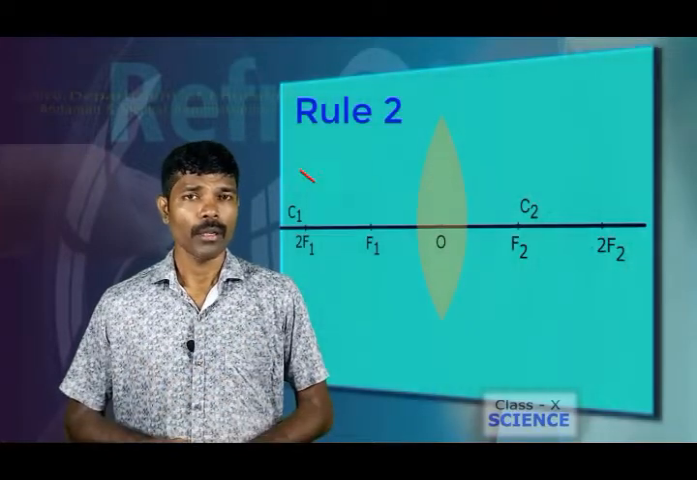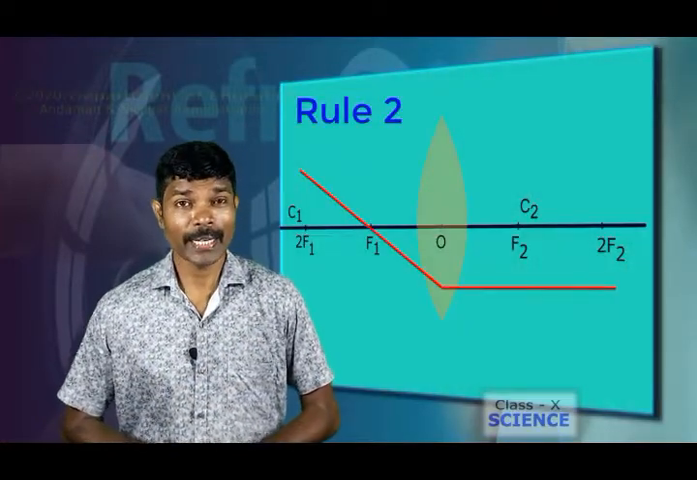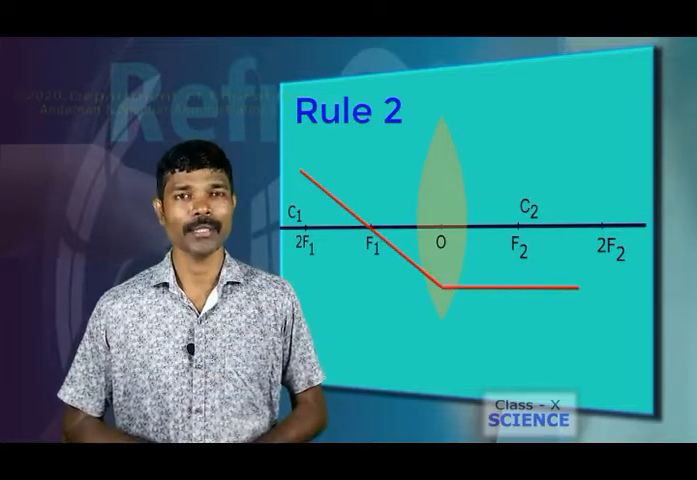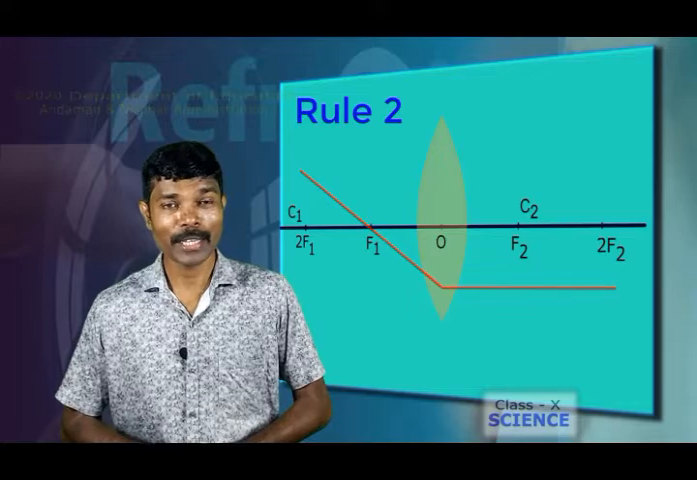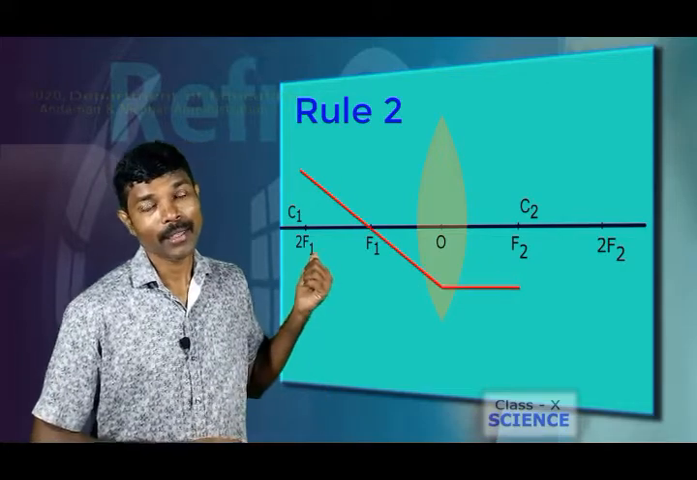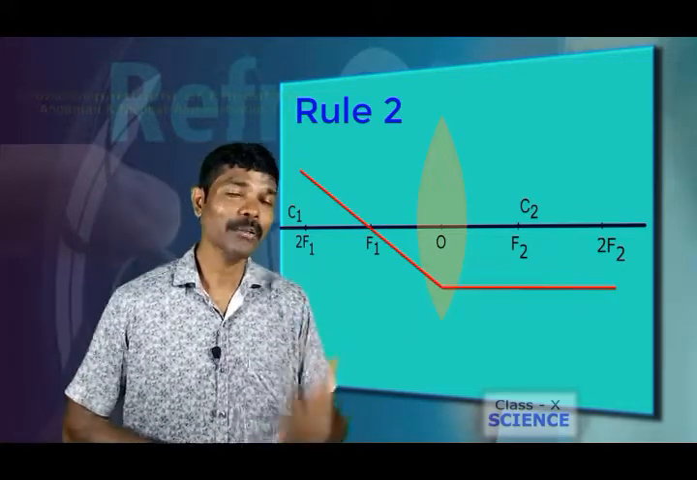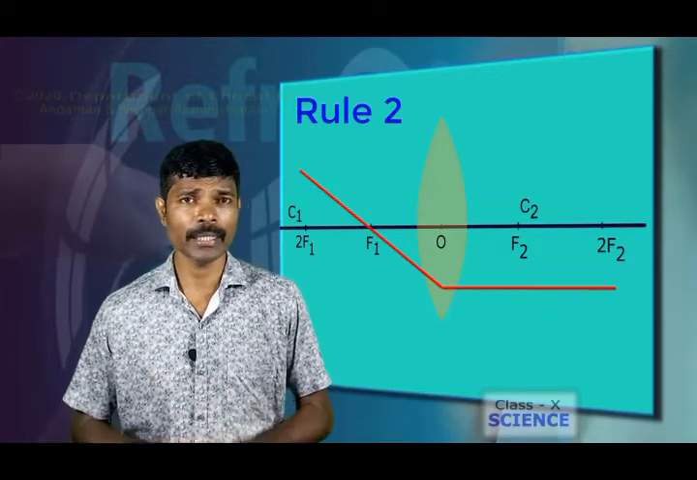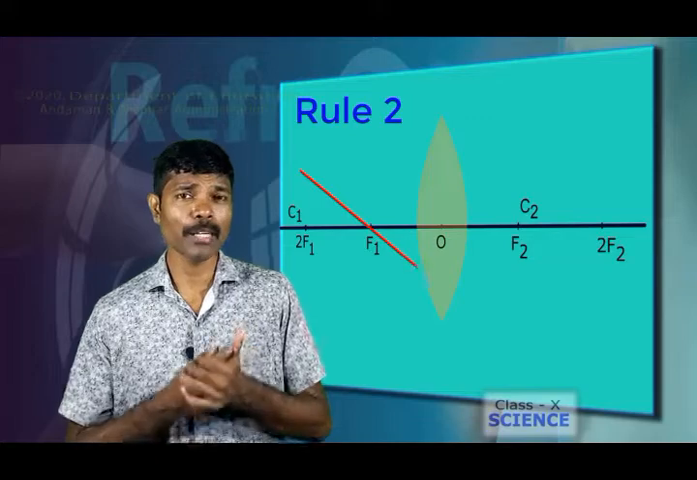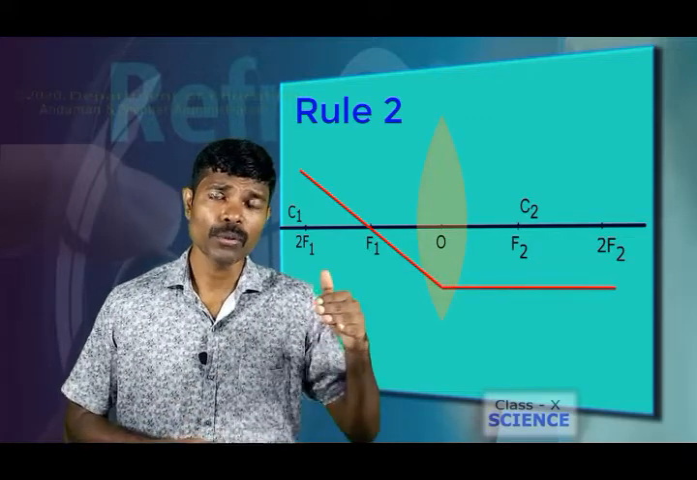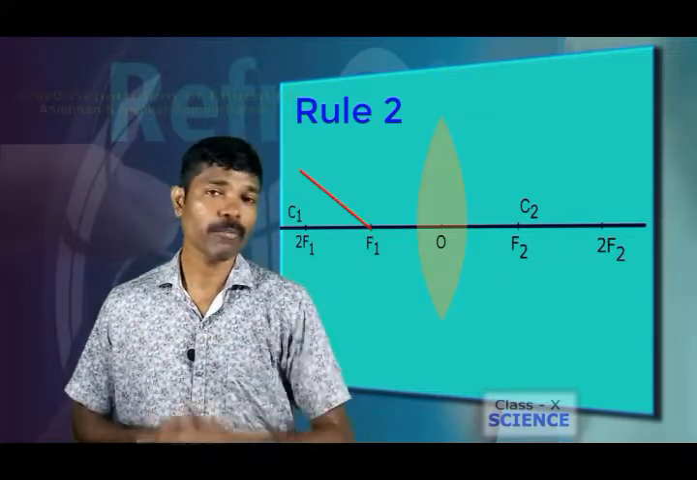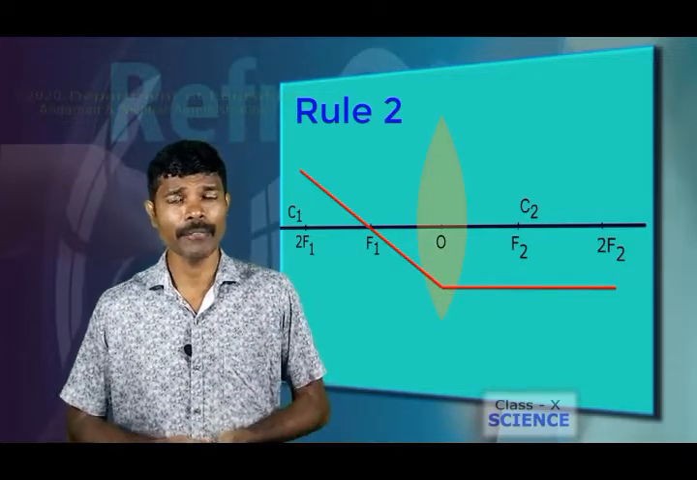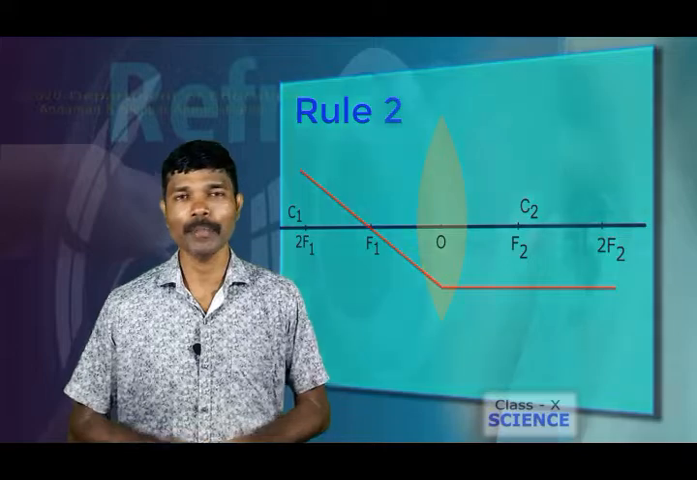Second rule: the incident ray or the light ray which goes through the focus, after refraction you can see that the light rays are going parallel to the principal axis. That means these two rules are vice versa, we can say. If it goes parallel to the principal axis, then it will go towards the principal focus. If it passes through the principal focus, then after refraction it goes parallel to the principal axis.